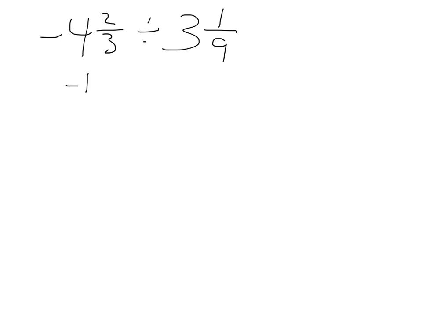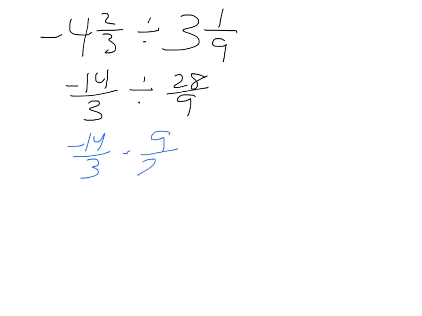Okay, you try this one. Negative 4 2/3 divided by 3 1/9. Pause the recording and give this one a try. Okay, let's see how you did. If you first did this one and said this was negative 14/3 divided by 28/9, you're on the right track. If you then said, well, this is negative 14/3 times 9/28, nice job, you're still doing it right.